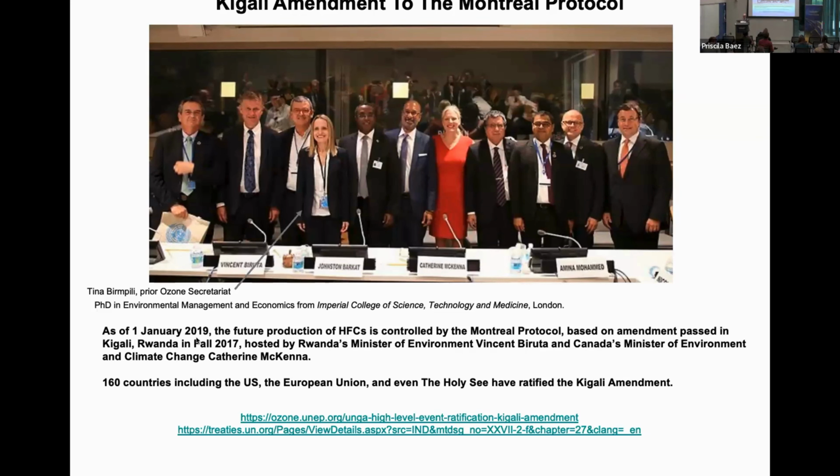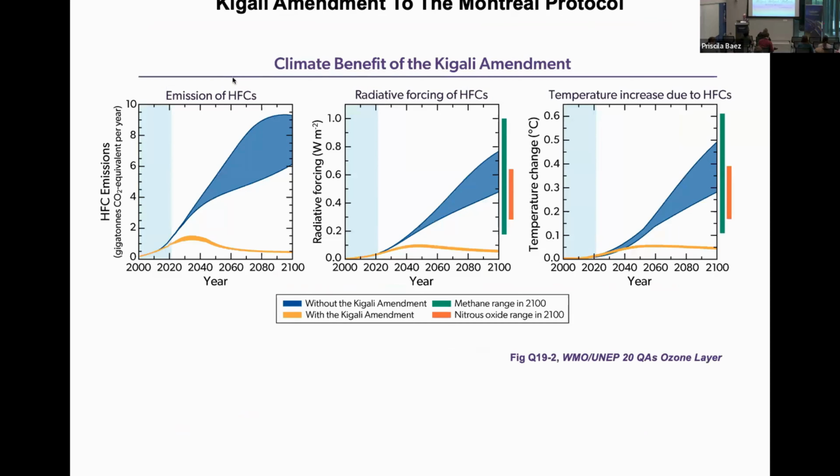So in January of 2019, Tina is here, Constantina, the Madam Secretariat. She's in a very formal position. She got here by having a PhD in environmental management economics from Imperial College. She's wonderful. What happened is basically we're going to really reduce the emission of HFCs with high GWPs, global warming potentials, over time by replacing HFCs with gases that have almost the same cooling properties.